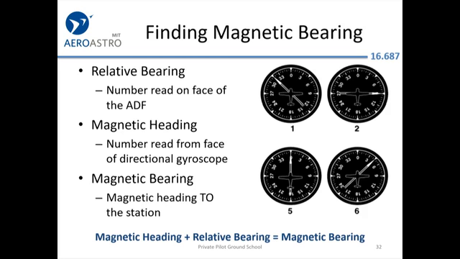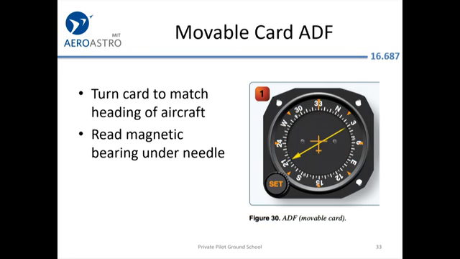So this is not rocket science. If you're going south and the station is 90 degrees to your left, then the bearing to the station would be 090 in that case.